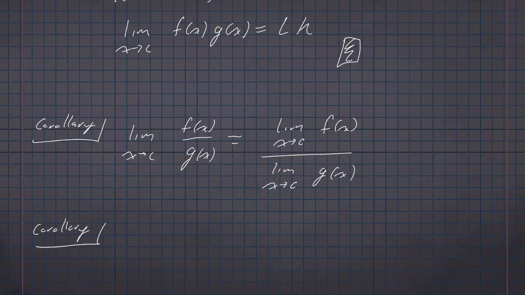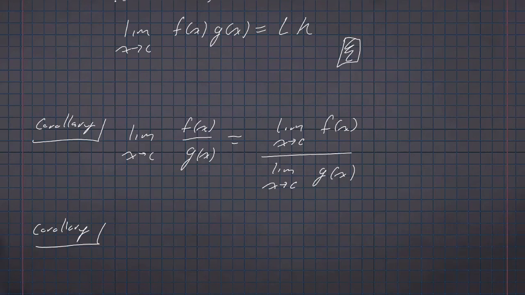Right. There are two very simple corollaries to the product rule. Remember, a corollary is a theorem whose proof is very straightforward once you have another theorem proven. The corollaries are the quotient rule, the limit as x goes to c of f of x over g of x is the limit as x goes to c of f of x over the limit as x goes to c of g of x. And you can prove this one pretty quickly by defining h of x equals 1 over g of x and realizing that this is just a product.